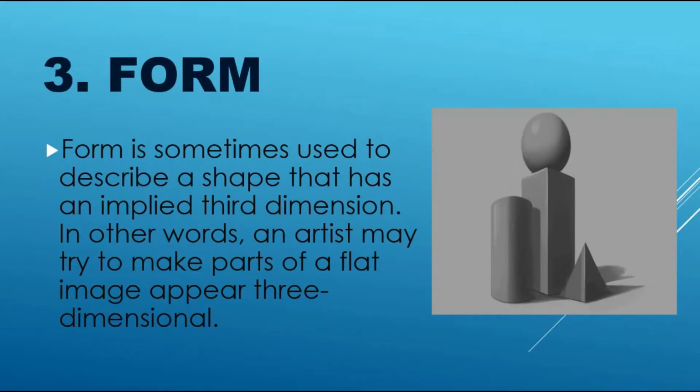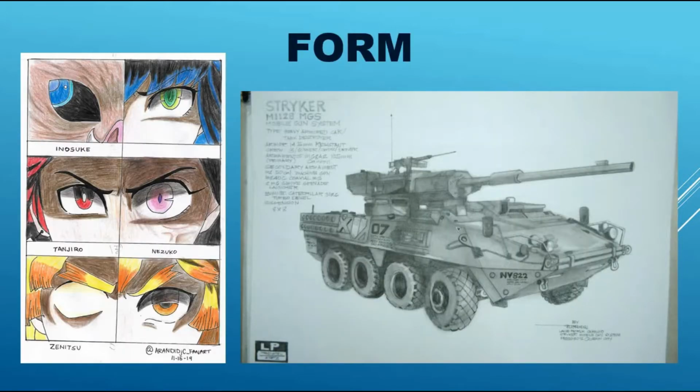We have number 3, form. Form is sometimes used to describe a shape that has an implied third dimension. In other words, an artist may try to make parts of a flat image appear 3-dimensional, just like in the picture on your screen. Here's some example of form.